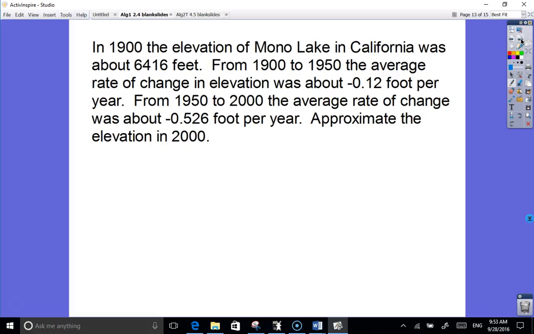Well, how do you figure out if it's losing negative 0.12 from 1900 to 1950? How do we figure out the total change in those 50 years? Yeah, it was 50 years, and it was going down by negative 0.12 per year. Okay, then what did it do for the next 50 years? It went down to negative 0.526. Okay, so that's what we have to calculate.